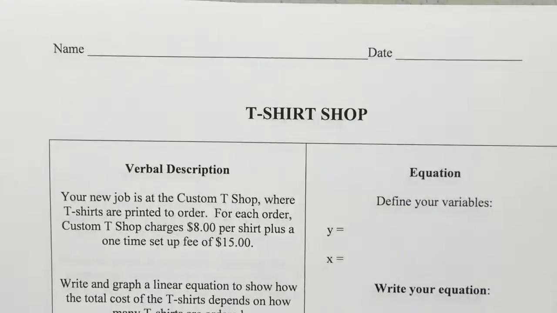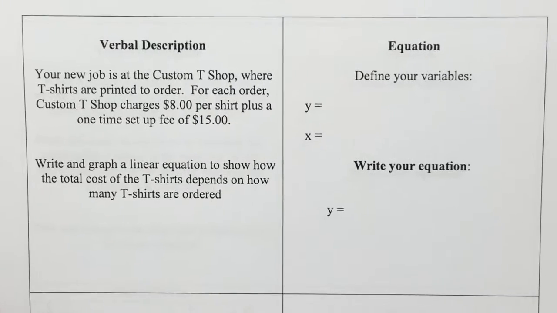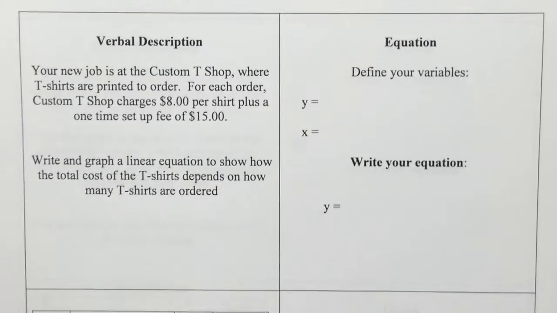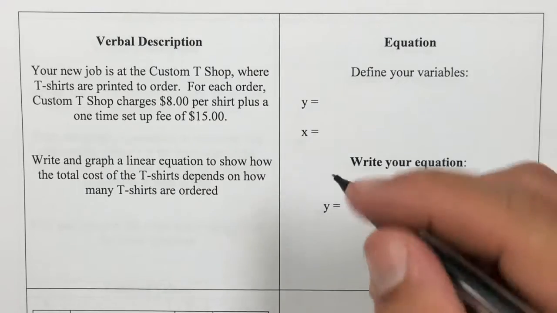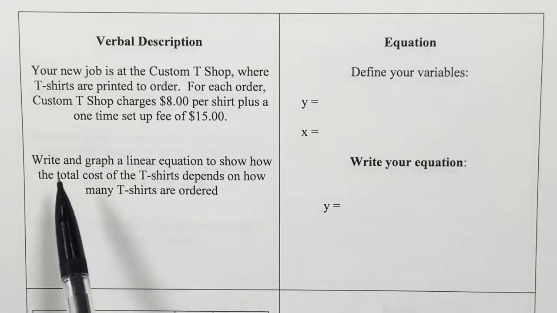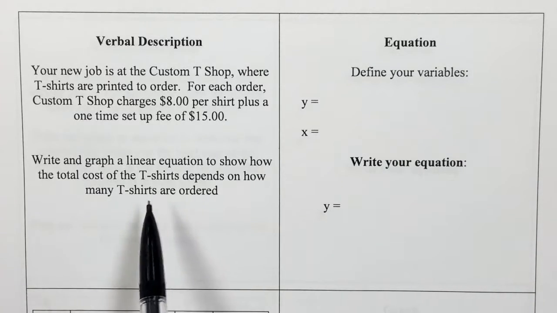All right, so let's look at the next one. Your new job is at a custom tee shop where t-shirts are printed to order. For each order, the custom tee shop charges $8 per shirt plus a one-time setup fee of $15. Write and graph a linear equation to show how the total cost of the t-shirts depends on how many t-shirts are ordered. Okay, so we got to define our variables.